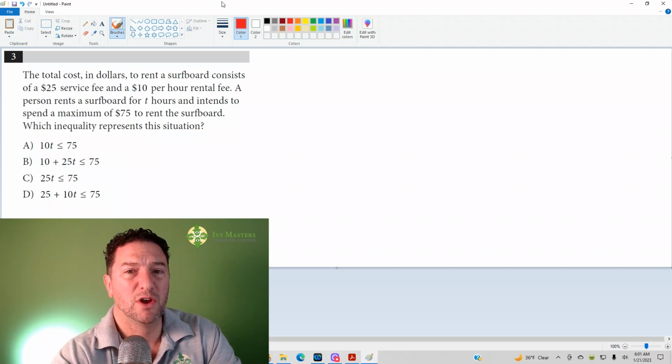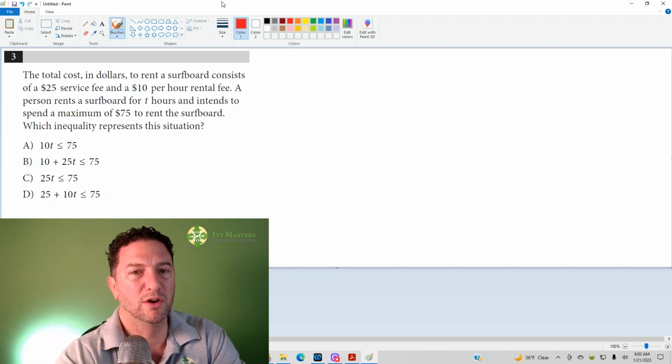First off, when you see the word begin or initial or start, or anything that means that, you've got a y-intercept. Second, if you see per or each or every, then you have slope. The total cost to rent the surfboard consists of a $25 service fee. That is your initial cost, so that's your y-intercept. And $10 per hour, that's going to be your slope.